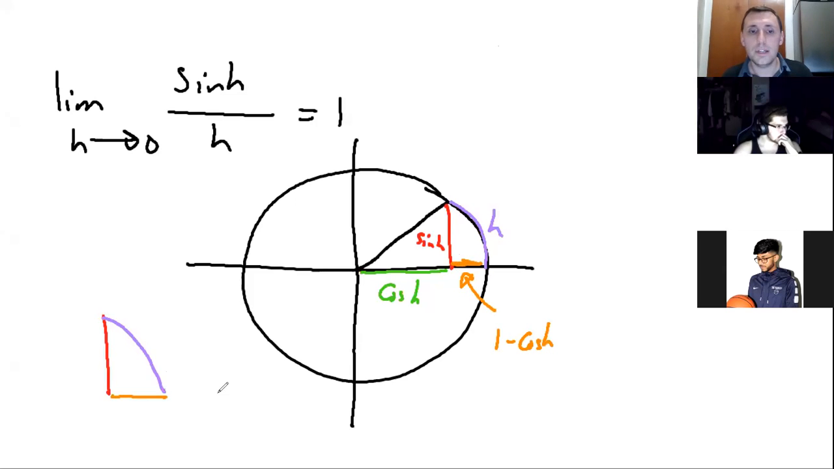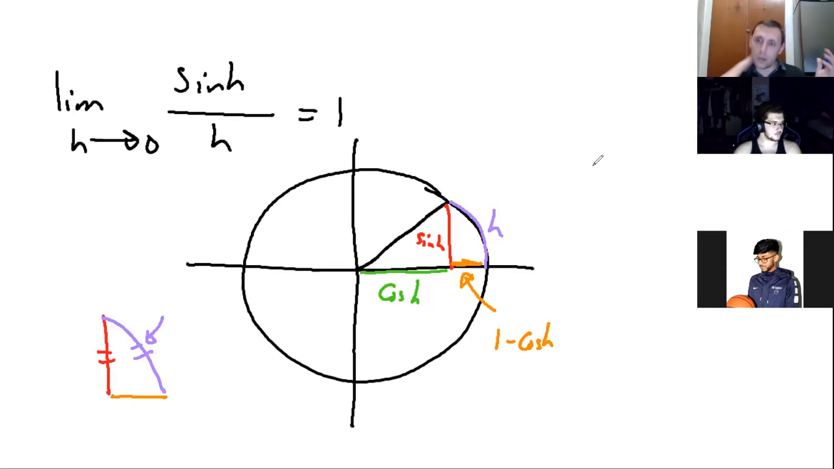Are you with me? So essentially this length is the same as this length. That means the orange length is essentially 0 in comparison. In this picture, it's a right triangle. The square of the red plus the square of the orange equals the square of the blue, which means this guy is very close to 0.